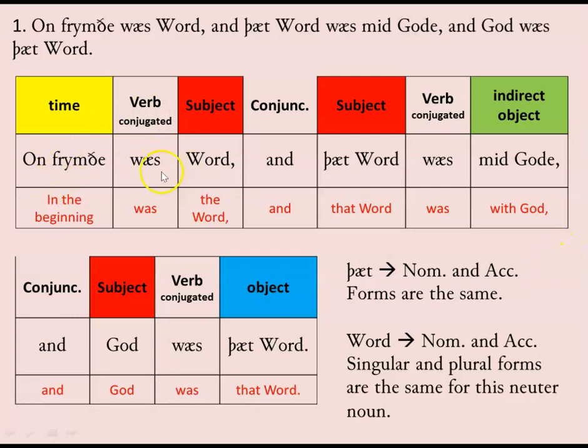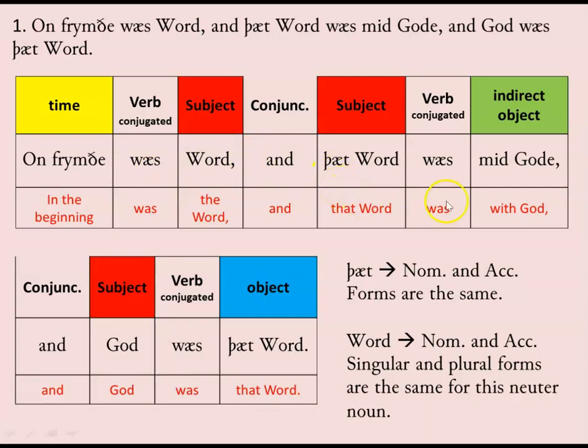Okay, then verb, conjugated verb. And then what we have here is first and third person singular, the verb, present tense. Sorry, my apologies. It is the past tense, was. Was is the same as the modern was. Sorry, my apologies, it's past tense. Conjunction and then the subject here, the second clause.